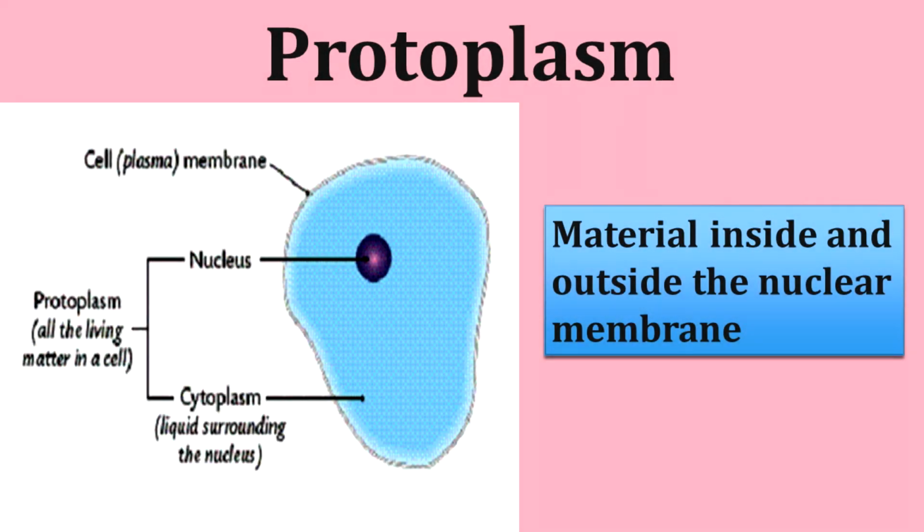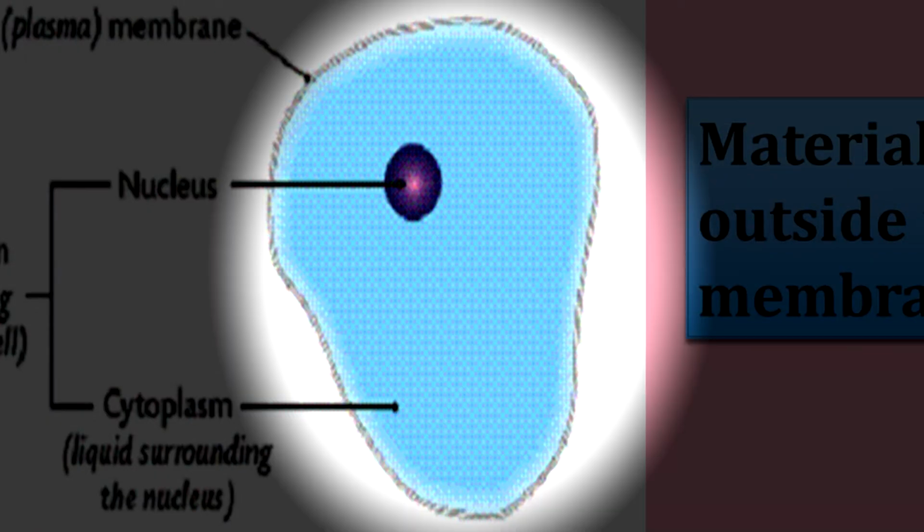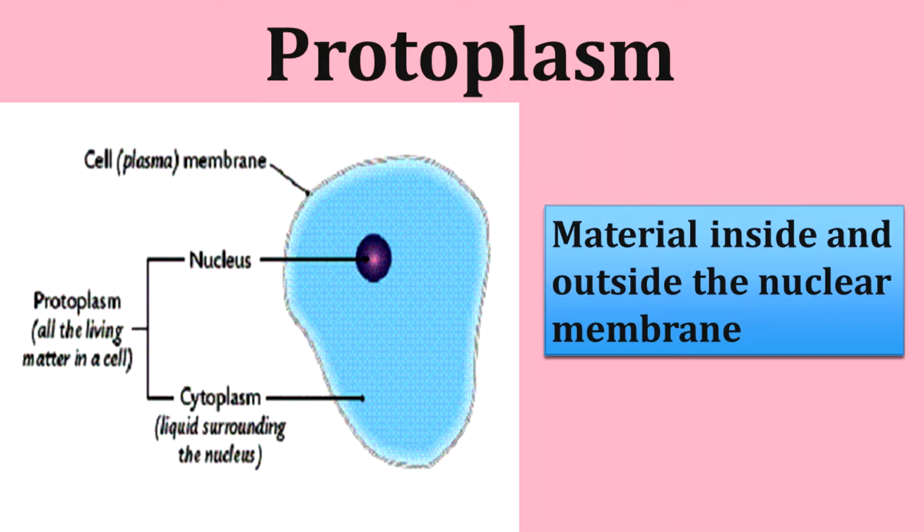Now let's see what is protoplasm. The material inside and outside the nuclear membrane is known as protoplasm. See, this is the nucleus. The nucleus is surrounded by a double membrane. This membrane is known as the nuclear membrane. Inside the nuclear membrane, the nucleoplasm is present. Outside the nuclear membrane, cytoplasm is present. Both the nucleoplasm and the cytoplasm are known as protoplasm. Protoplasm is nothing but the living matter of the cell.